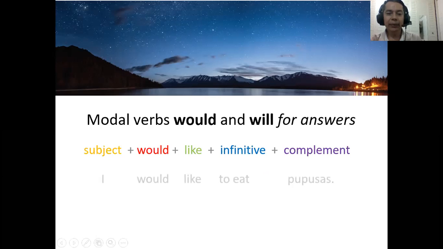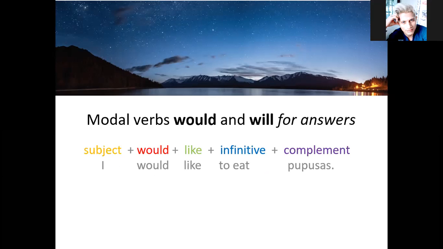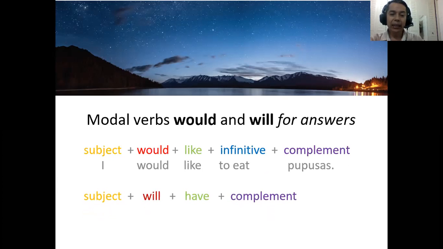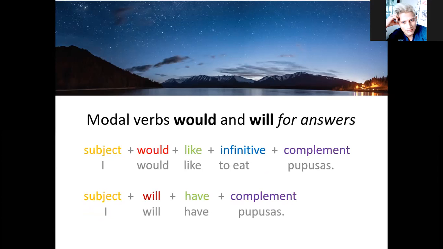You can use would or you can use will. Look at this, Danny. I will have pupusas. You can say, I would like to eat pupusas. Or you can say, I will have pupusas. Okay? Understand? Figure this structure.